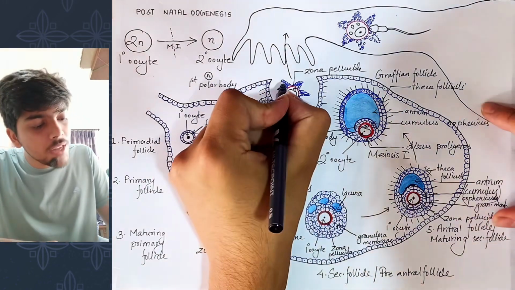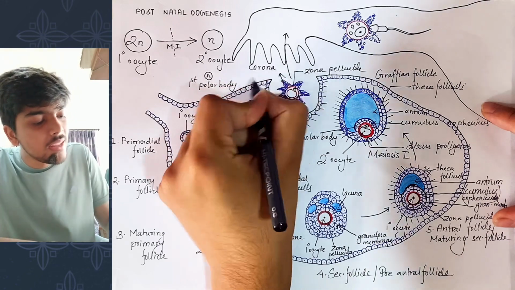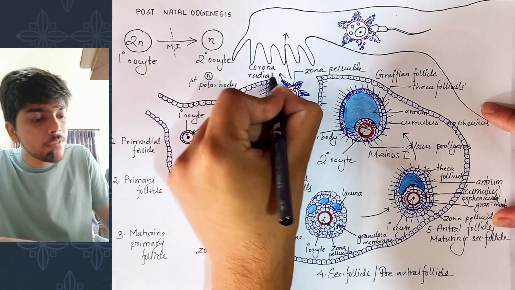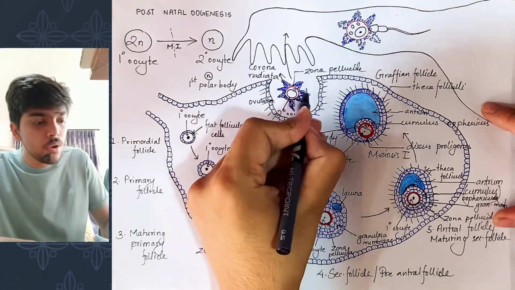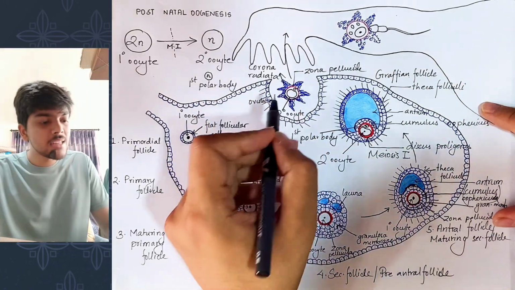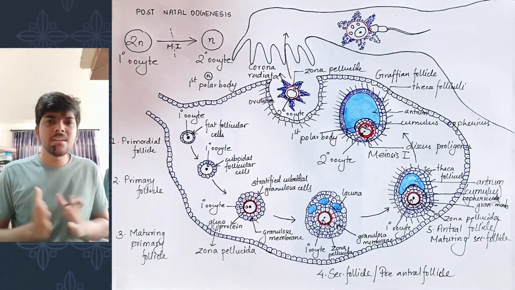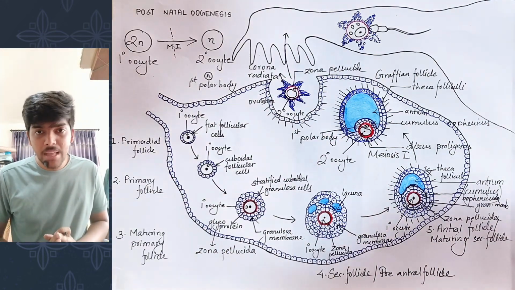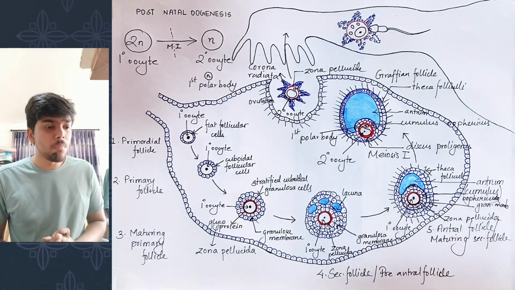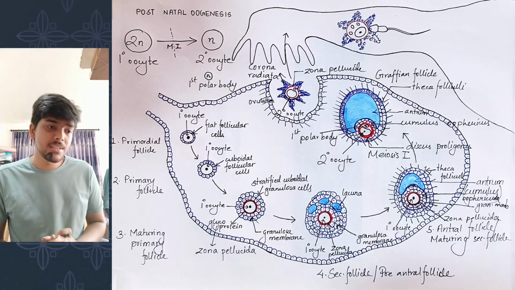That is exactly why this layer is called corona radiata. Corona refers to crown, since this layer looks like a crown. Radiata refers to radiation, because this crown looks like it is radiating outwards. So, corona radiata. There's always a reason behind naming. Remember that. It's not possible to just mug up all the names that exist in biology. You gotta use your common sense as well.